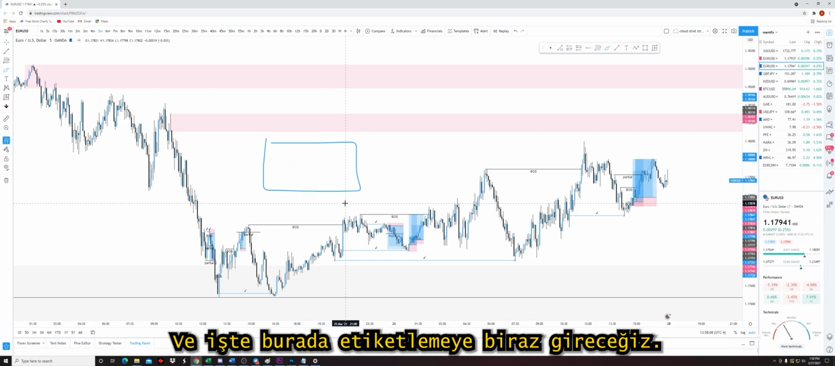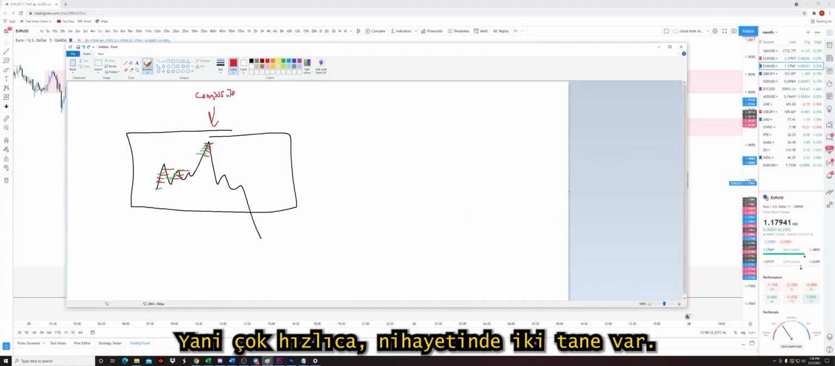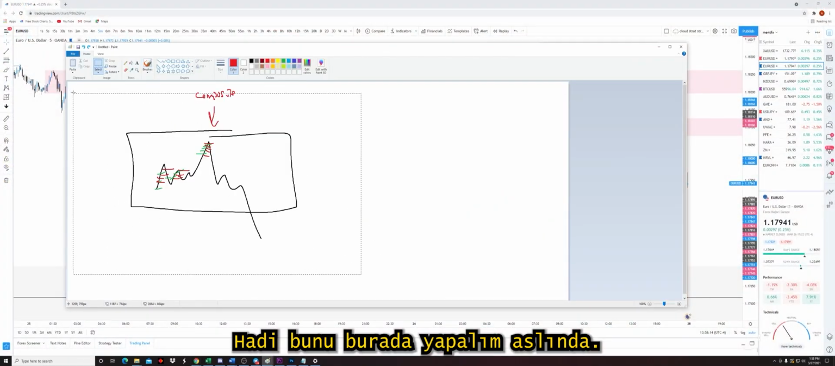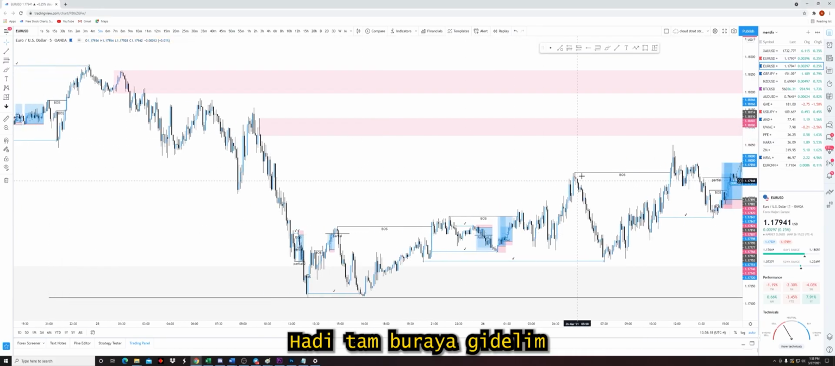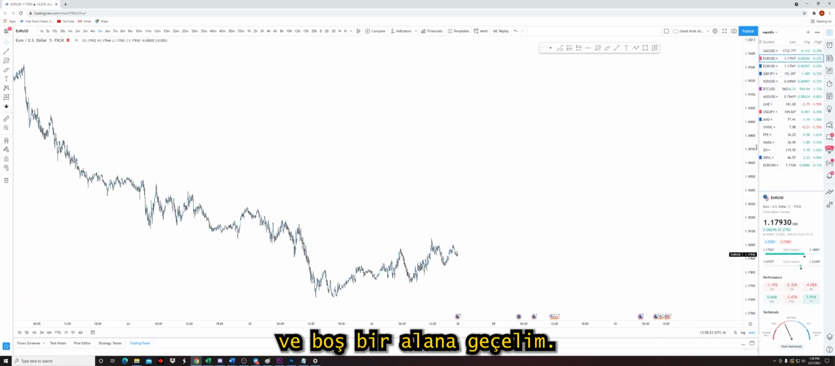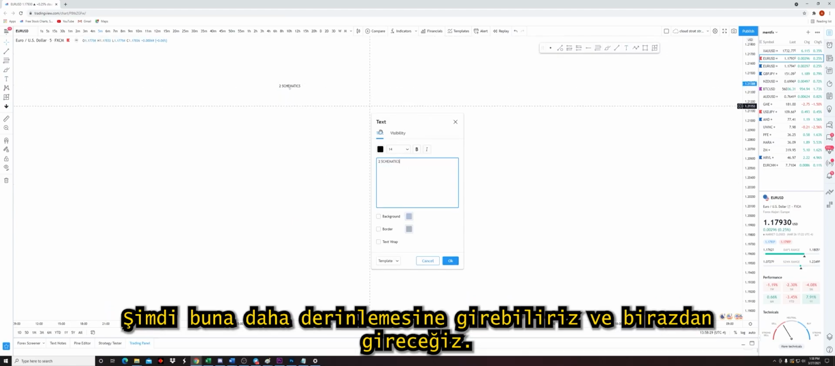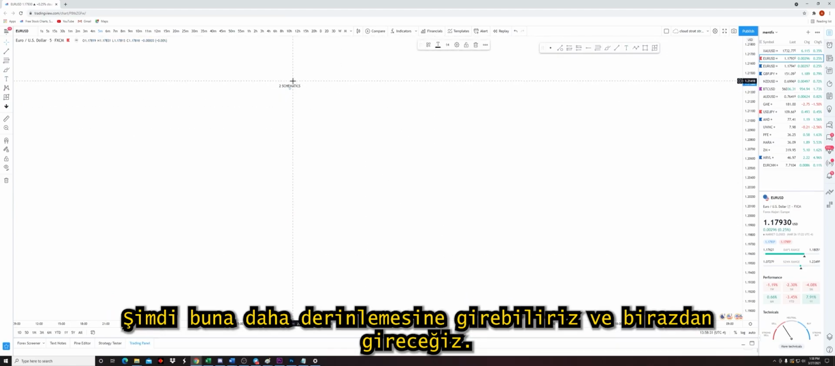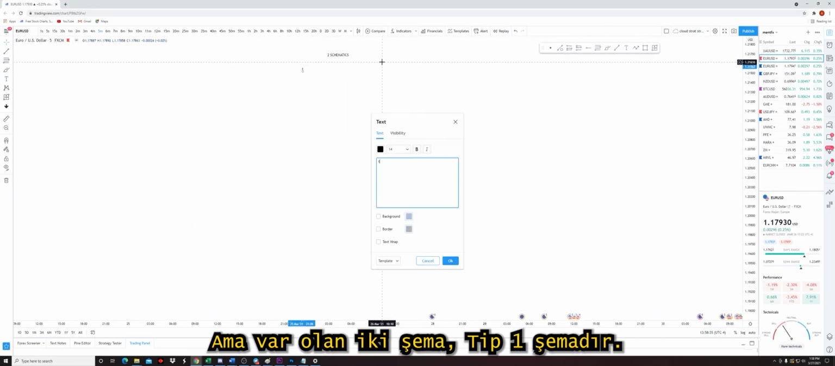Now, let's talk about schematics themselves. Okay, and this is where we're going to get into a little bit of the labeling. So, very quickly, there are ultimately two. Let's go to an empty space. There we go. There are two schematics that you ever need to concern yourself with. Now, we can get deeper into this, and we will in a second. But the two schematics that there are is a type 1 schematic.